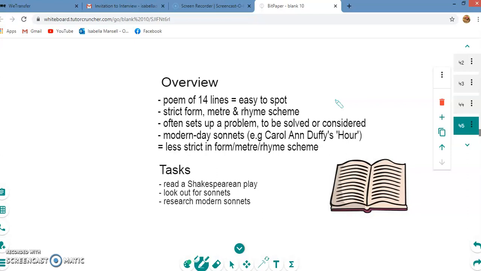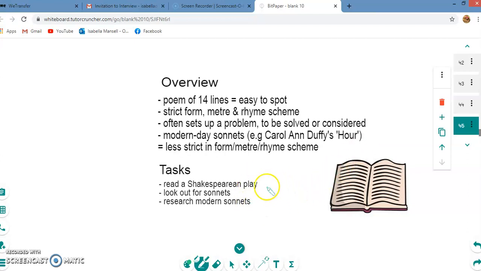And a sonnet often sets up a problem to be solved or considered, or it might not be a problem, just a topic for the poem and the poet to go on and discuss. And it's also worth mentioning that although sonnets are a very old form of poetry, as I said, dating back to the 15th century, modern day poets do still use the format today. And in fact, the previous poet laureate, Carol Ann Duffy, in Hour, which might be worth going and researching afterwards, uses the same format, but with a less strict form, meter and rhyme scheme, and it mainly sticks to the 14 line length.